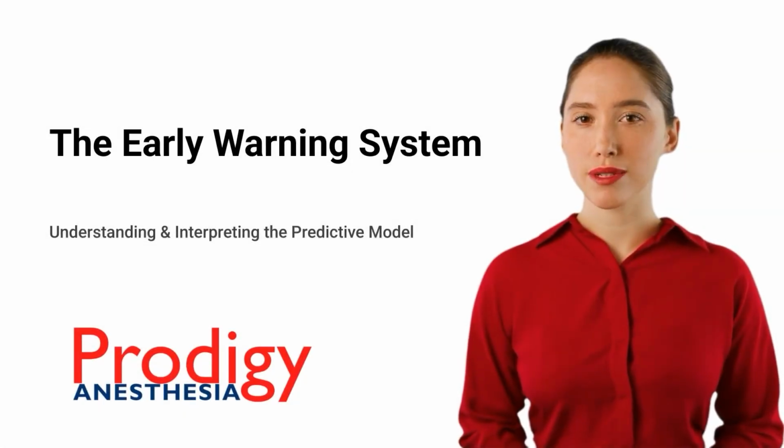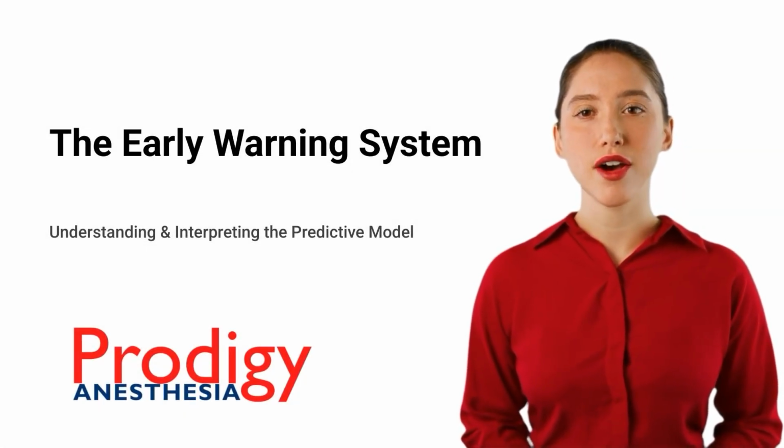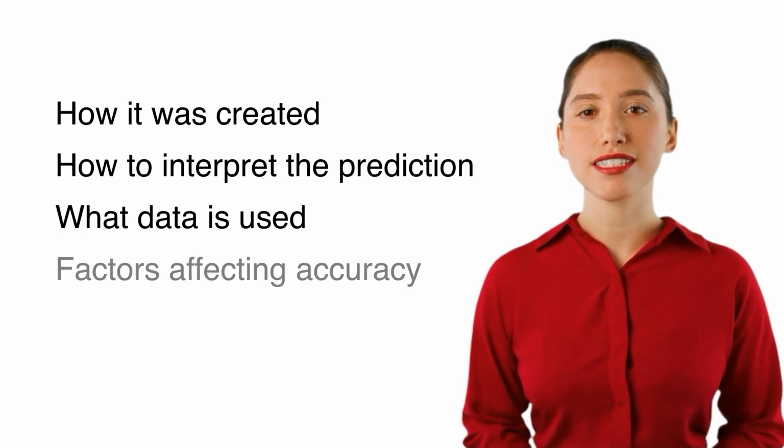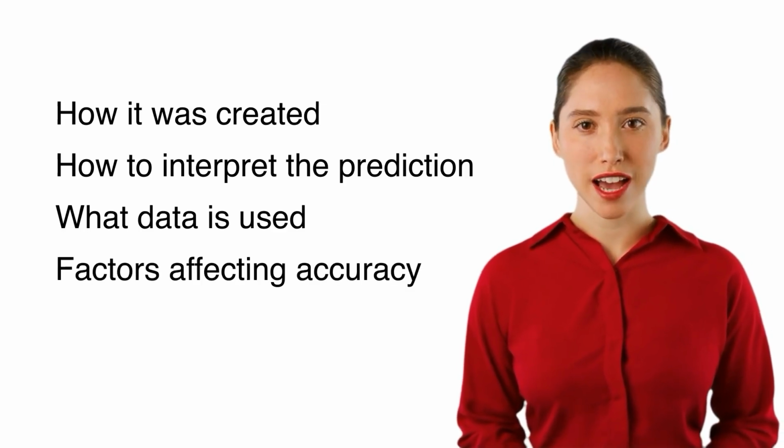The early warning system is designed to predict your risk of NBCRNA board exam failure. In this video, we will look at how it was created, how to interpret the prediction, what data it is based upon, and factors you need to consider that can alter the prediction's accuracy.